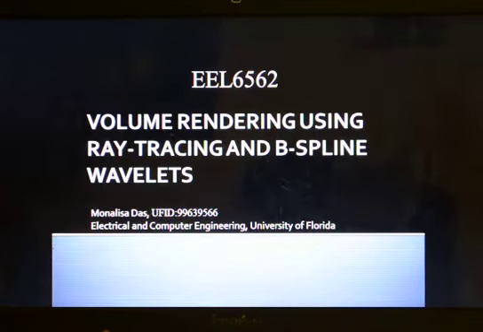Today I will be presenting the project for the course EL6562, that is Image Processing and Computer Vision. My project is on volume rendering using ray tracing and B-spline wavelets.